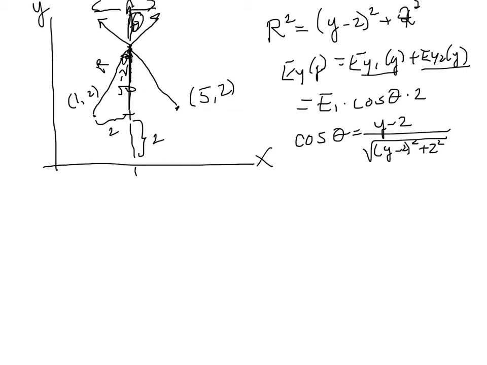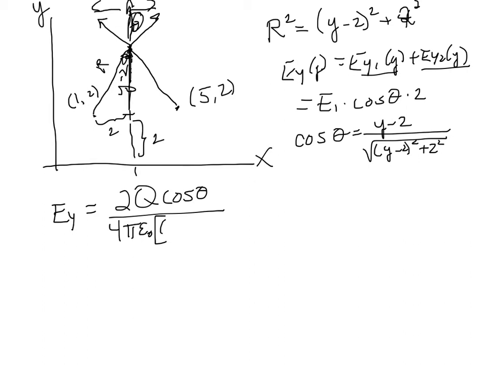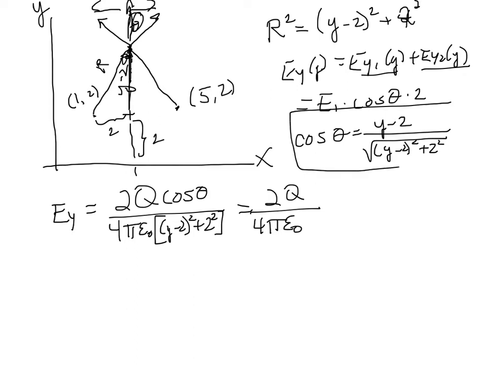We can then combine those 2 together, and we're going to have an E sub y1 and an E sub y2. E sub y is going to be 2 times the charge q times the cosine of theta, divided by 4 pi epsilon naught times the quantity y minus 2 squared plus 2 squared. Since we can now calculate the cosine of theta, we can replace this as 2q divided by 4 pi epsilon naught, times y minus 2 divided by the square root of y minus 2 squared plus 2 squared.